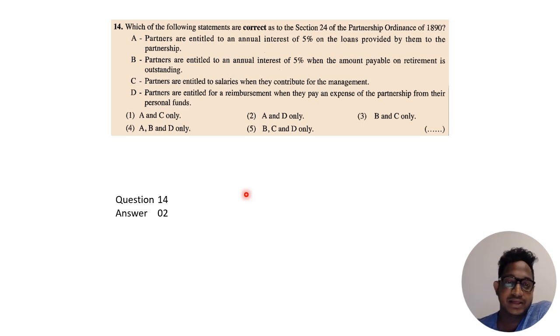That's incorrect. It's the 42nd section of the Partnership Ordinance of 1890 that says 5% must be given. That's not the 24th section, it's the 42nd section.